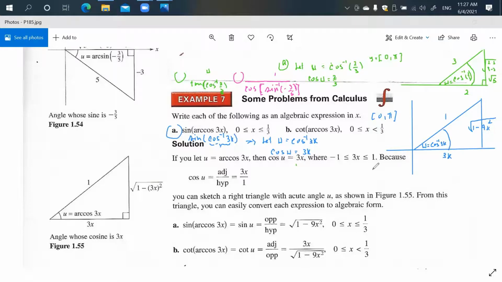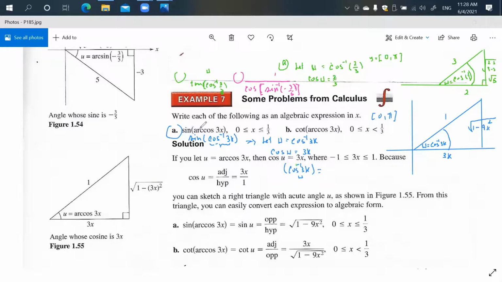So now what's next? Because u is what? You can represent this back. u equals arc cosine 3x, so you replace it back. Then it becomes arc cosine 3x. Then equal, because it's a u, right? Oh no, sorry, I have to change this one, I'm wrong here.